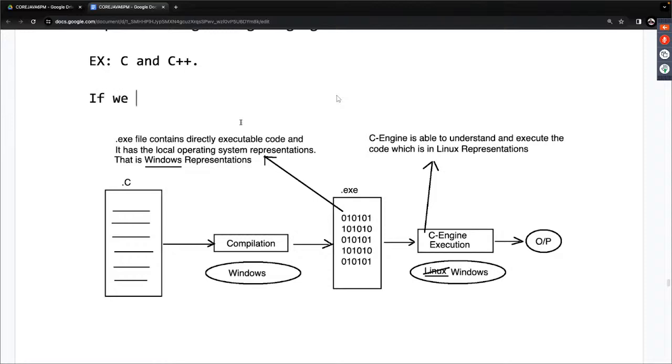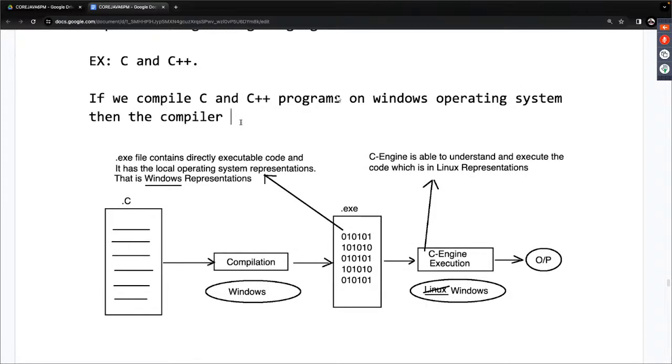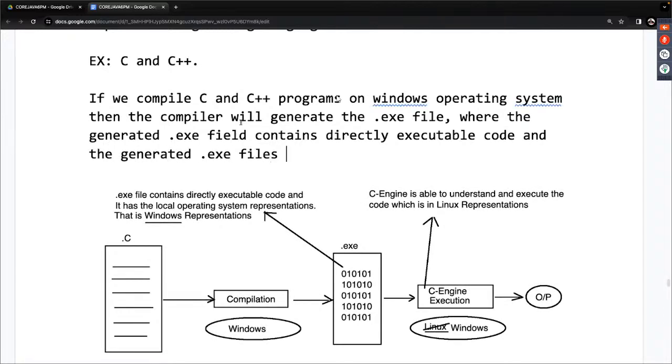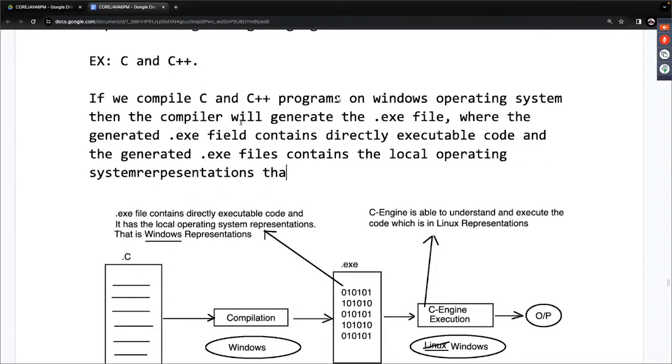If we compile C and C++ programs on the Windows operating system, then the compiler will generate the .exe file or .exe files. Okay, no problem. The generated .exe files contain directly executable code, and the generated .exe files contain the local operating system representations, that is, Windows representations. That's it.